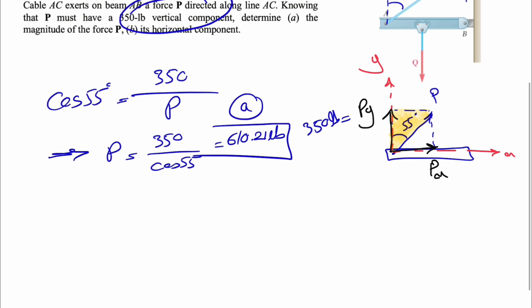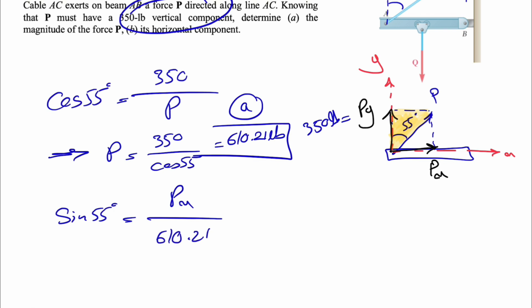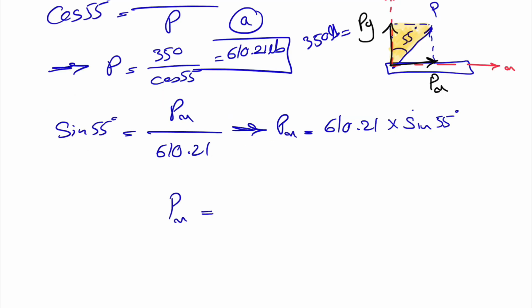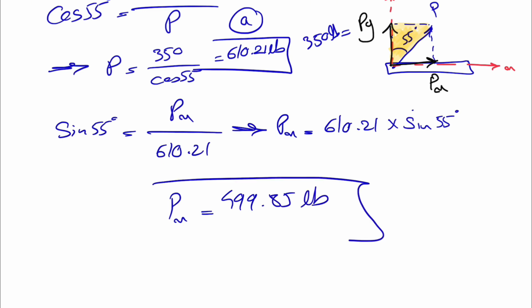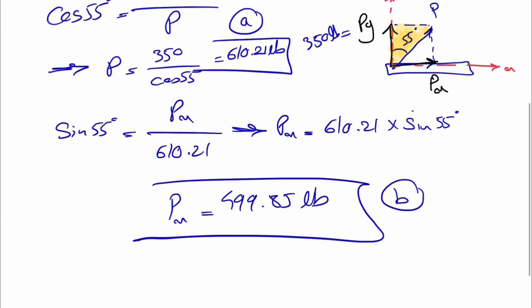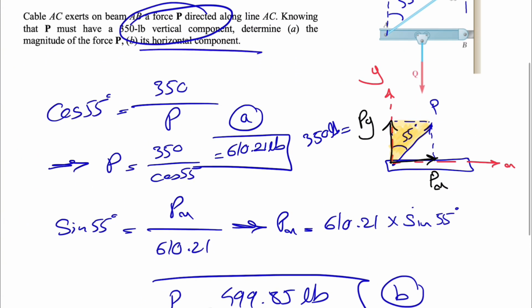If we want to find the horizontal component, or PX, we can simply go this time with sine of 55 degrees, which will be the opposite, which is PX, divided by the hypotenuse, which is what we found in the previous step for P, 610.21. Here we can find PX simply as 610.21 times sine of 55 degrees. If we put this in the calculator, we get 499.85 pounds, and that would be the answer for the B part of the question, where we needed to find the horizontal component of the force P.